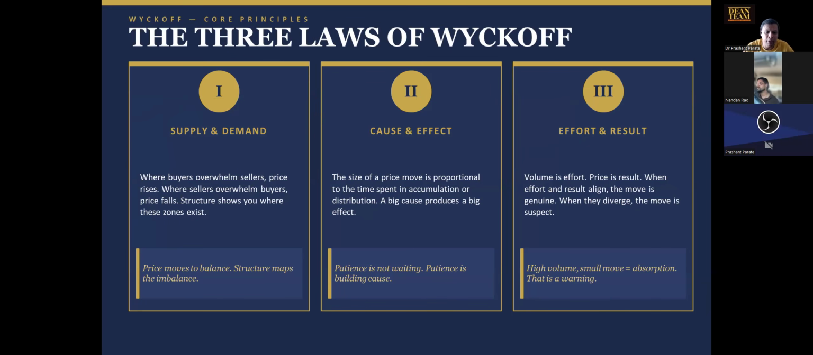So, when buyers overwhelm sellers, then there is a lot of supply, and that is getting absorbed by buyers. So buyers are more. What will happen? Prices will rise. Whereas when the sellers are overwhelming buyers, they are selling, buyers are less. What will happen? Prices will fall down. So structure will show where these zones exist, from where strong selling happened, from where strong buying happened. Where is strong buying coming? Where is more demand? Where is more supply? So it will be visible on chart.